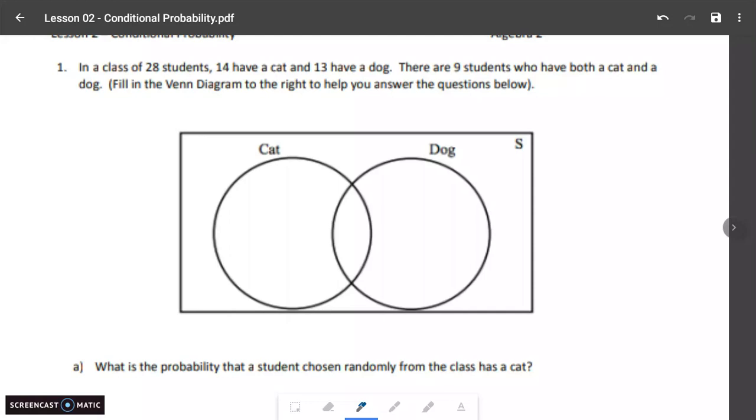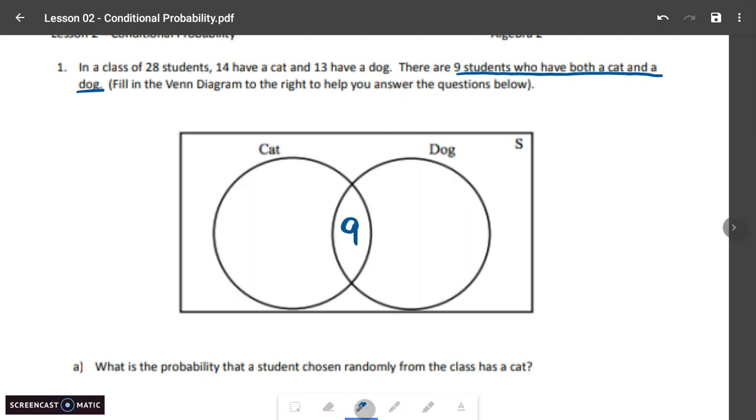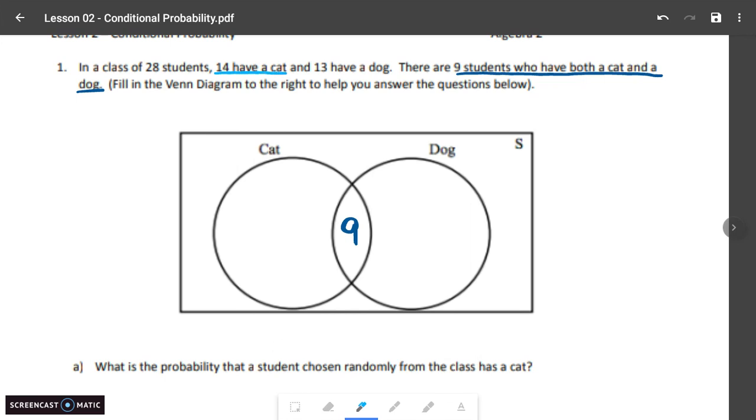So the first thing I would start with when I'm creating my Venn diagram is the both category, that intersection. Students who have both a cat and a dog are 9, and that goes right inside here. Now, 14 of those students have a cat. So remember, that makes up this whole circle. We already have 9 in there, so that means there's 5 students who own a cat but do not own a dog, because the whole circle has to add up to the 14.